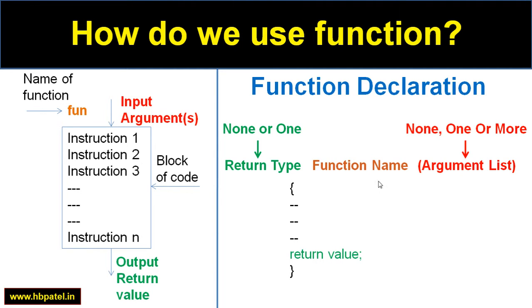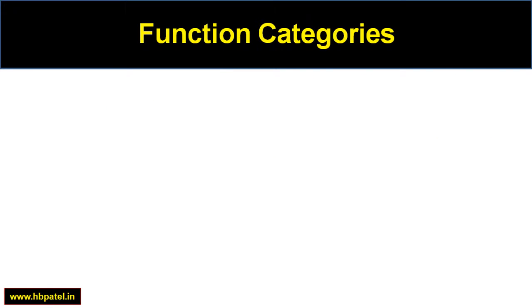Then this is nothing but the body of the function. Within these two curly braces, we'll be specifying all those instructions that we wish to write as a block of code. And at the end, if we are returning anything, we'll be writing a statement called return, and the value, the variable or a constant value, will be specified over here. So this is the general structure of a function declaration.